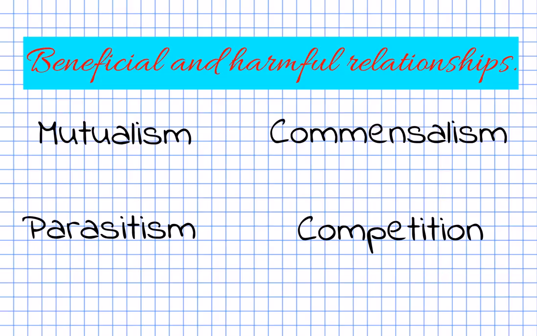And this time we are talking about the beneficial and harmful relationships. Living things in an ecosystem interact with each other. And depending on the type of interaction, there are different types of relationships. There are 4 of them. For example, mutualism, commensalism, parasitism, and competition.